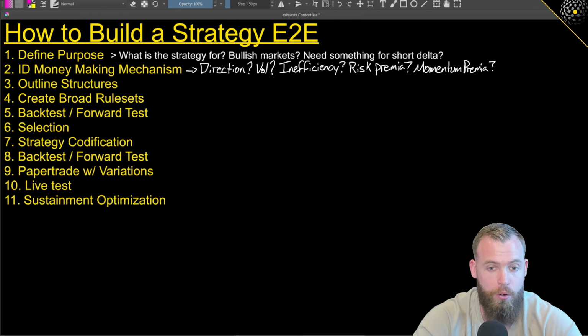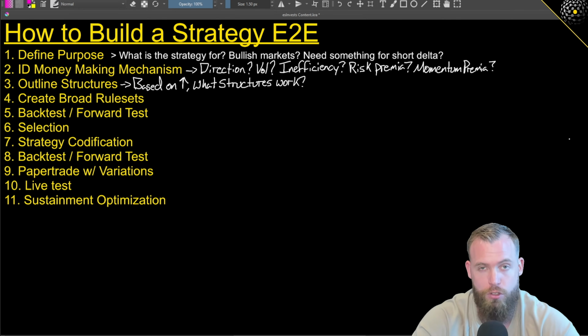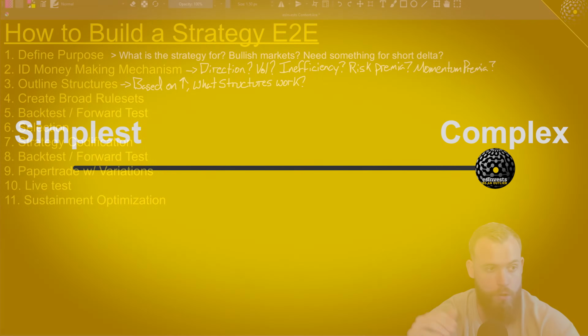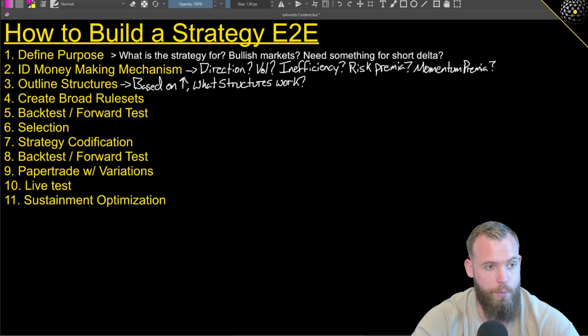So from here, we move on to determining what structures make sense. Based on if we're trying to trade a bullish thesis, where if something is going up, we want to trade it to the upside directionally, what structures make sense for that? List them out. And I would start from simplest and move to more complex. So for example, if we want to trade something that we think is going to go up, you can buy shares. That's the simplest.